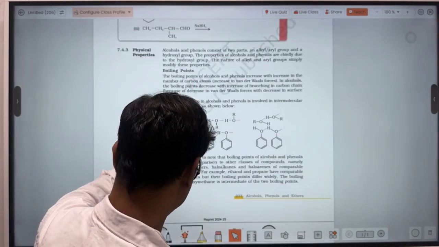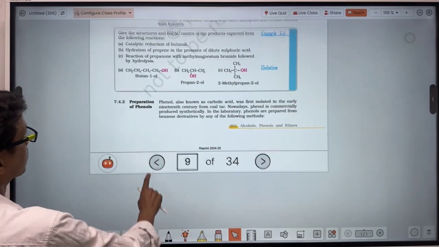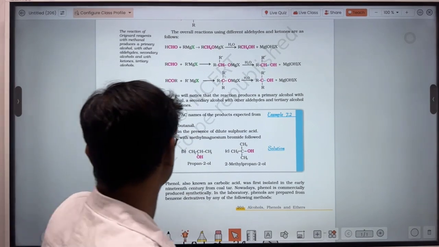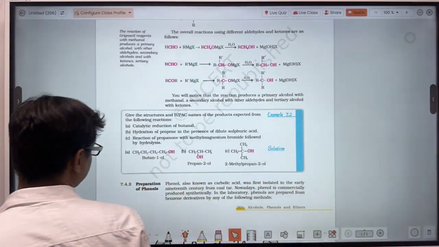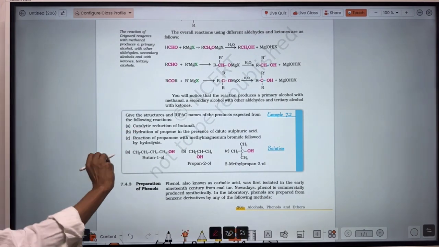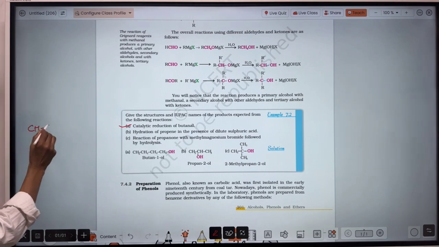Guys, that was about the method of preparation of alcohol and phenol. That's completed. Now let's see about these reactions we discuss here. In this question, you will have to write the IUPAC name. What will be the IUPAC name of the reactions? Catalytic reduction of butanal. Butanal is this one.